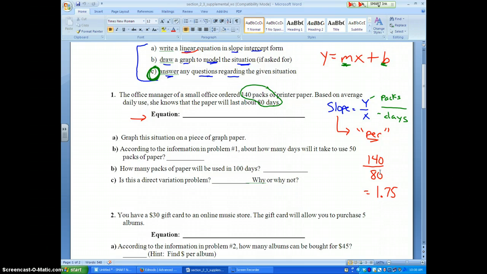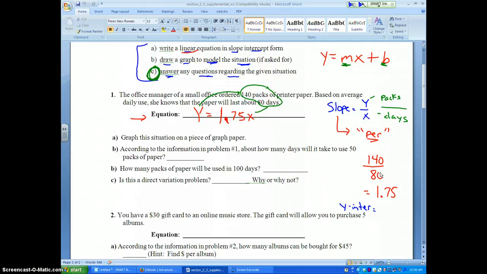So therefore, my equation can start out y equals 1.75x, because x will stand for how many days, and y would be how many packs of paper. Now, we need a y-intercept. So the question is, as we learned earlier in this particular section, what is the y-intercept? Well, the y-intercept is when x is 0. And what's the answer for y?